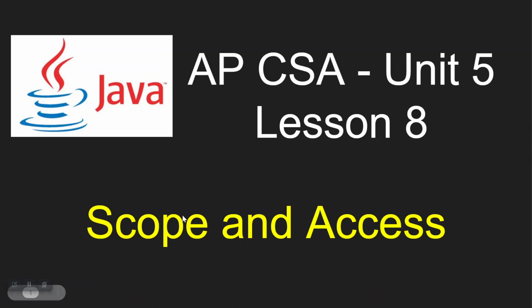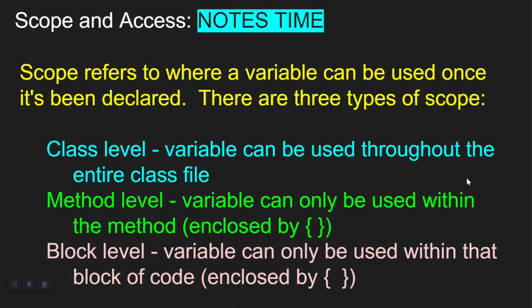Today, we're going to talk about scope for variables and how we can access variables from different portions in our program code. So, let's go ahead and hop right into it with our vocab here. When we talk about scope with variables, scope refers to where a variable can be used once it's been declared. And in our class, there are three types of scope.